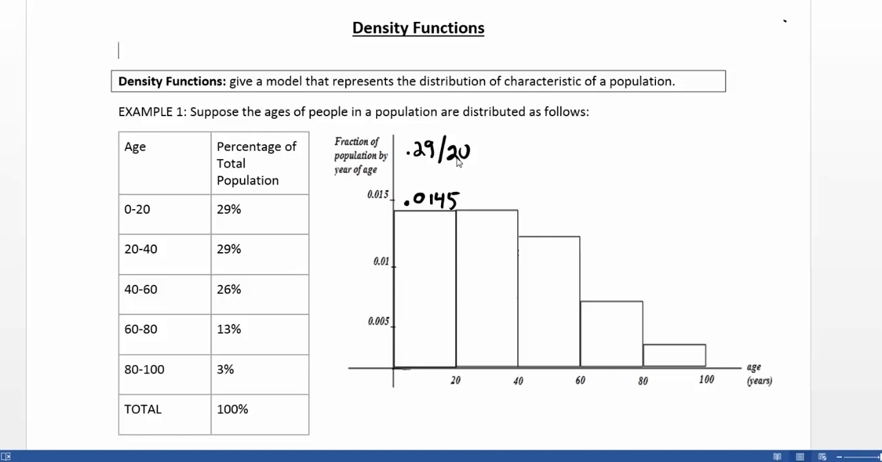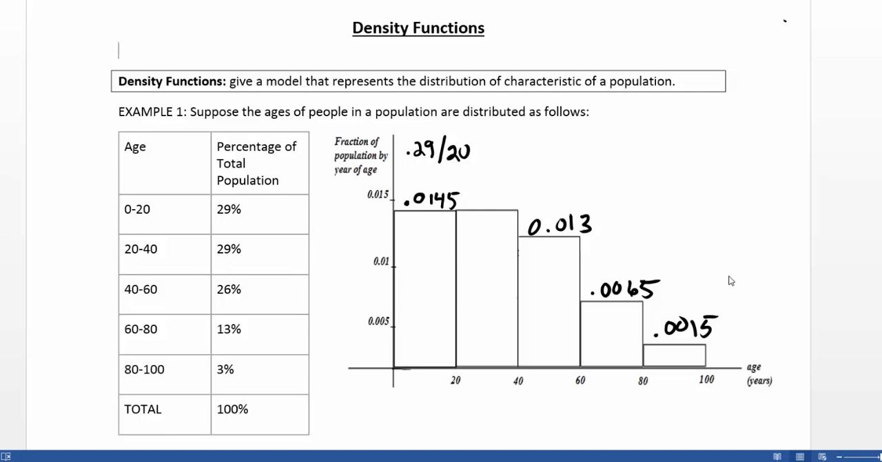The height from 20 to 40 is the same, because it was 29% divided by 20. From 40 to 60, we take 0.26 or 26% and divide by 20, which gives us a height of 0.013. For 60 to 80, we take 13% or 0.13 and divide by 20, giving us 0.0065. Finally, from 80 to 100, we take that 3% and divide by 20, giving us 0.0015. Those are the heights being charted, because each interval needs to be divided by the length of the interval to get the height.